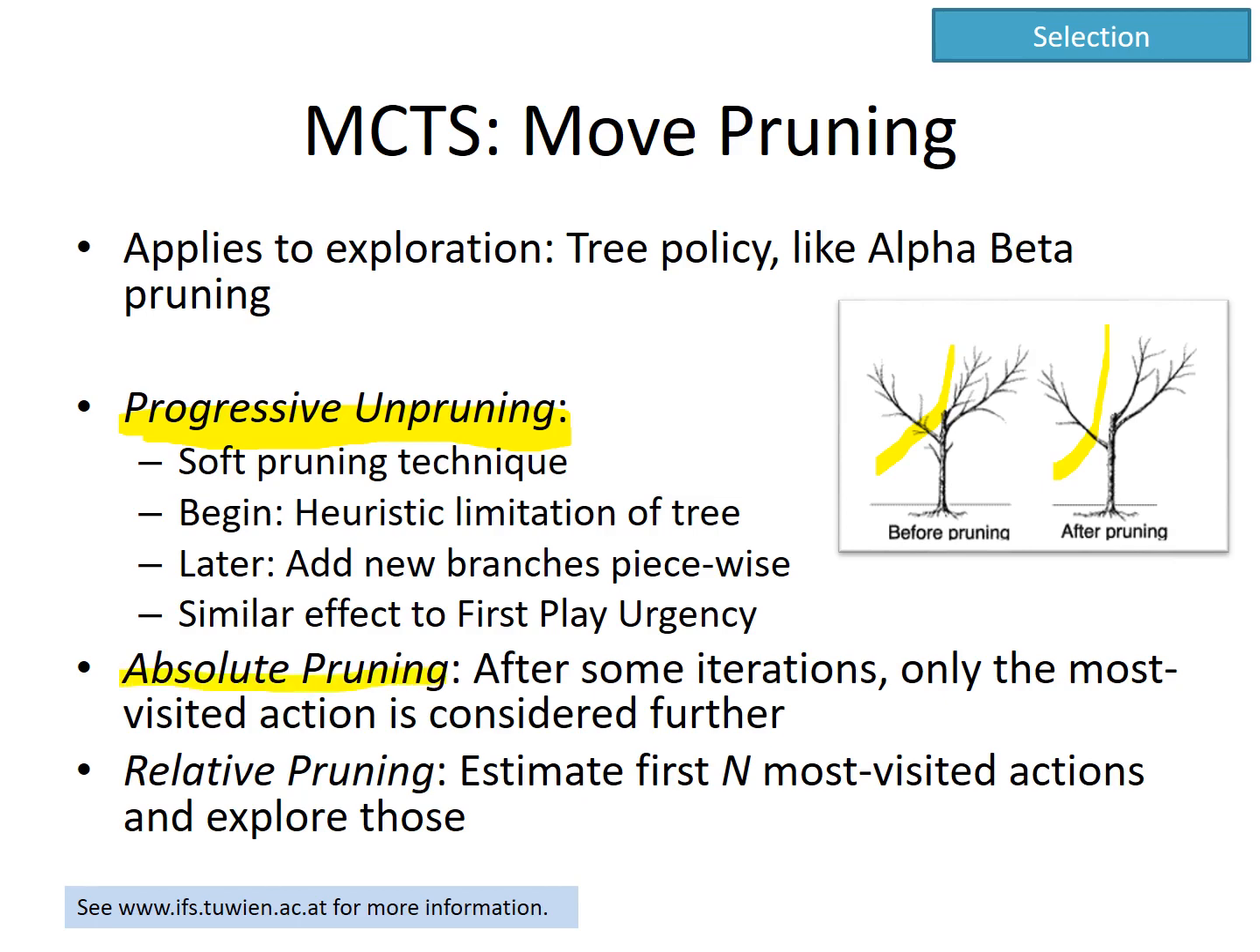Yeah. Relative pruning is similar like that, but there it is not an N that you defined, but you go for those who actually didn't produce reward but were mostly visited, and go with these.